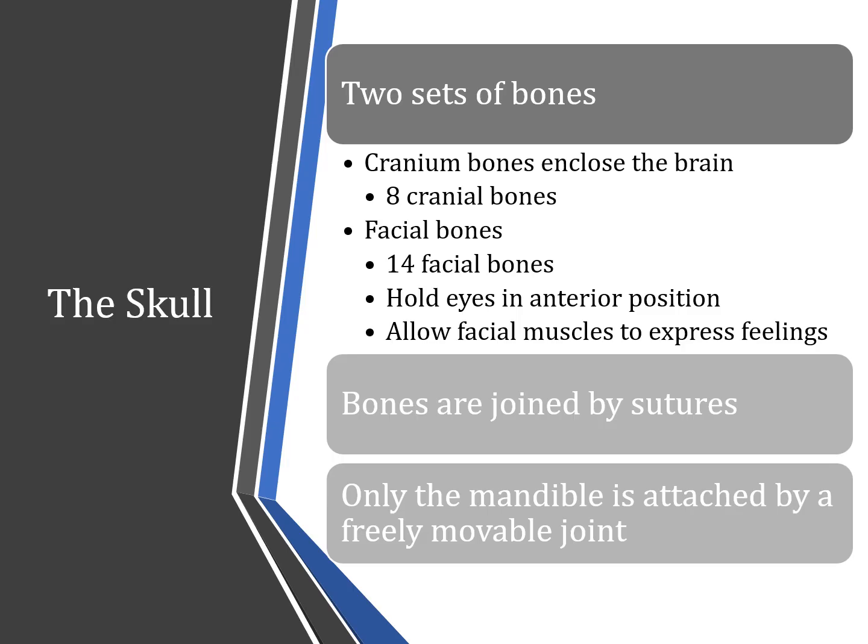The bones of your skull are fused together by sutures, which kind of look like seams, or it makes the bone look like it has been stitched together. The only bone in your skull that is movable is going to be your mandible, which is the lower jawbone, and it's movable so that you can talk and eat.